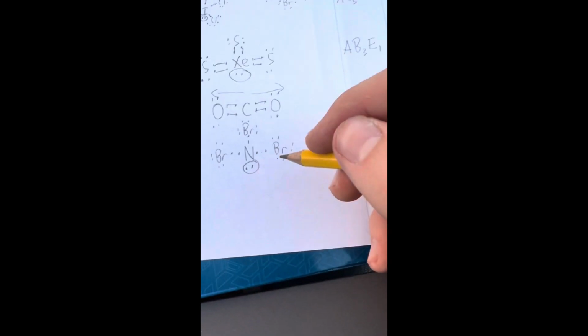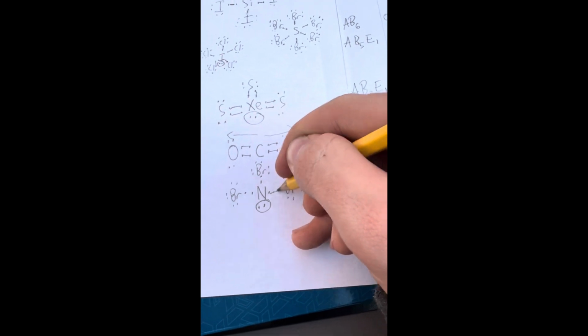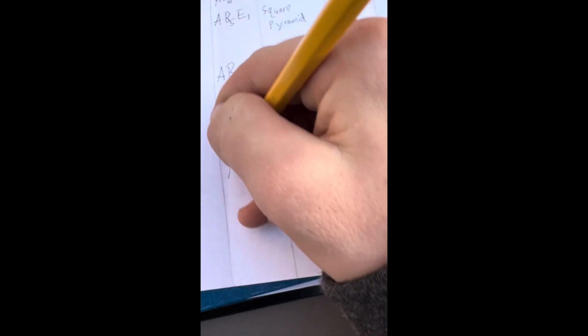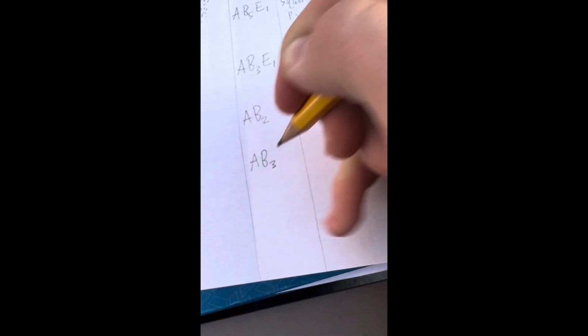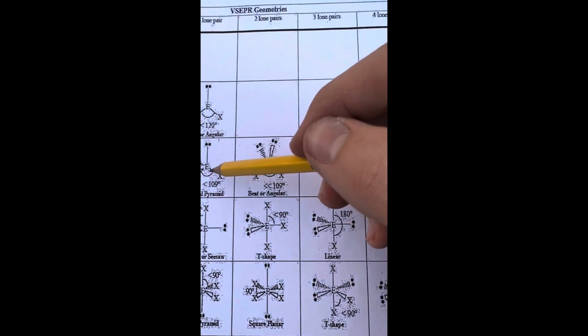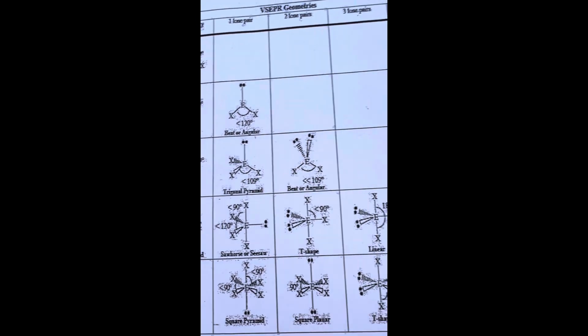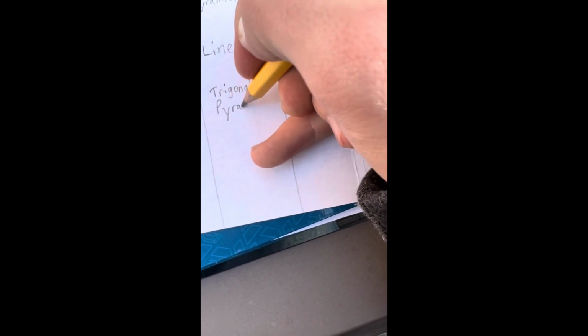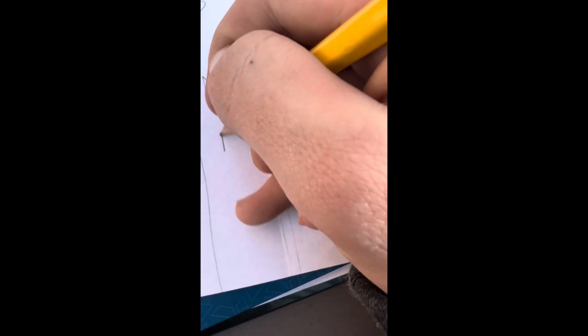And as you can see here, there are 3 bond pairs, and there's 1 lone pair on the central atom. The type is going to be A for the nitrogen, B3 for the 3 bromines, and E1 because we have 1 lone pair. For shape, we're looking for 1 lone pair and 3 X's. So that is a trigonal pyramid. And because it has a lone pair, we know that it is polar.